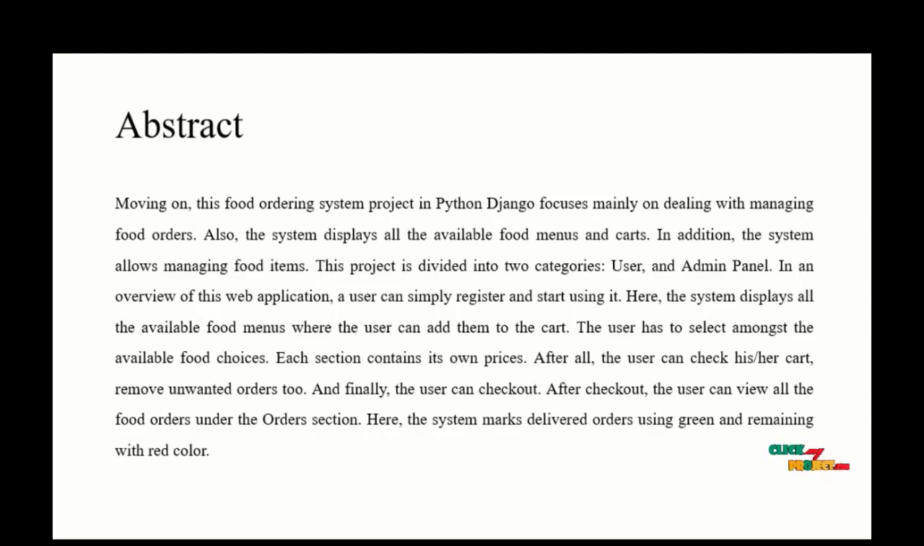In an overview of this web application, the user can simply register and start using it. Here the system displays all the available food menus. The user can add them to the cart, selecting amongst the available food choices. Each item contains its own price. After all, the user can check his or her cart, remove unwanted orders too, and finally check out. After checkout, the user can view all the food orders under the orders section. Here the system marks delivered orders in green and the remaining in red.